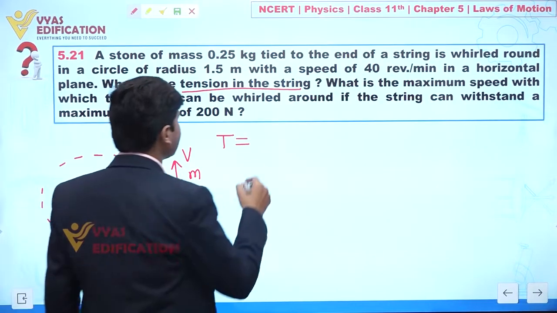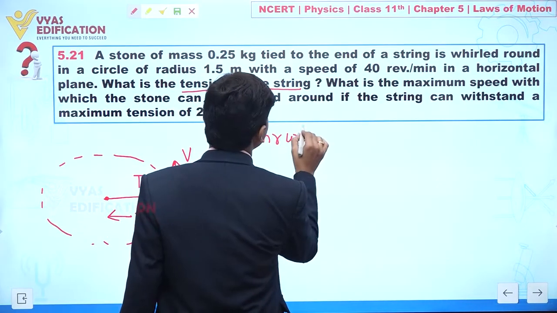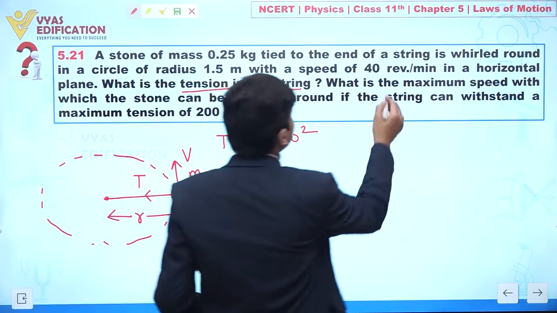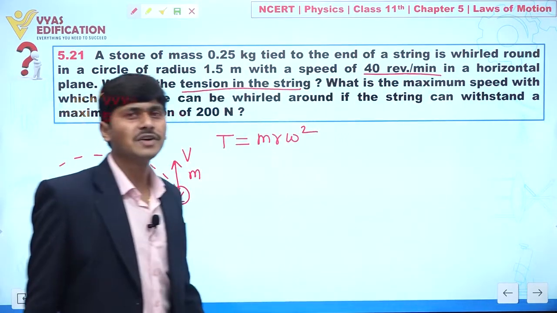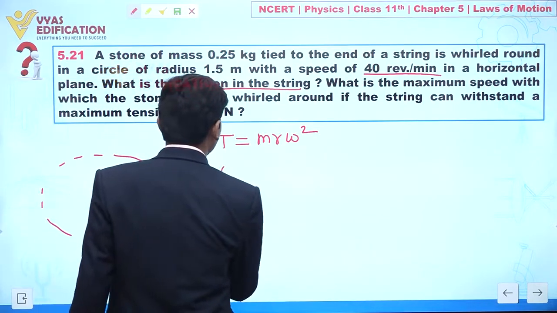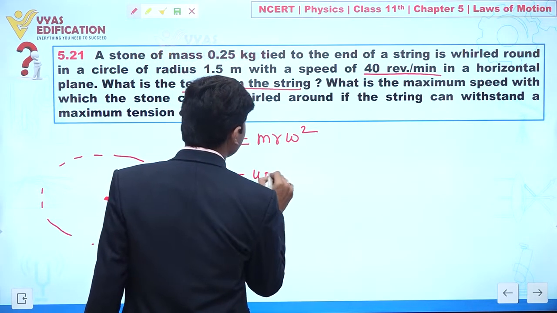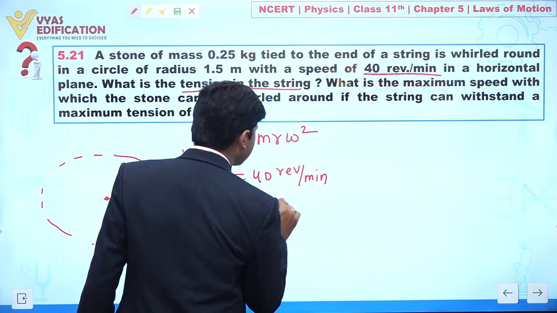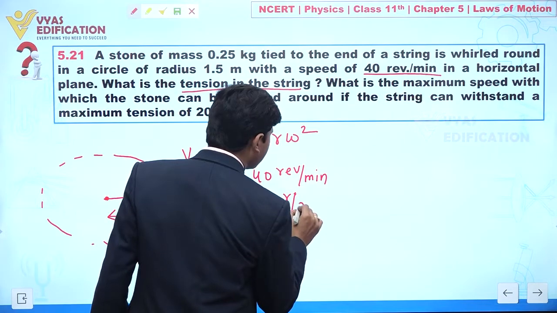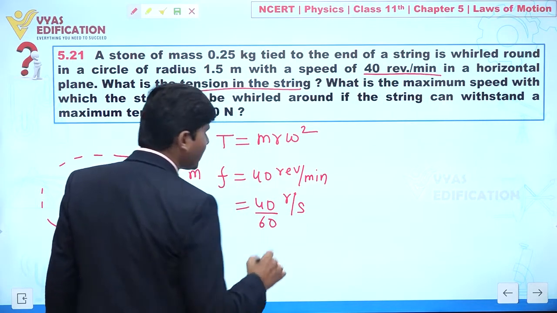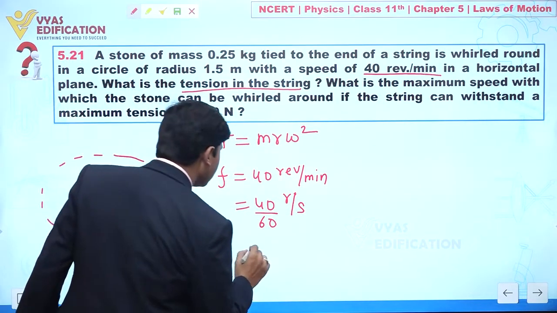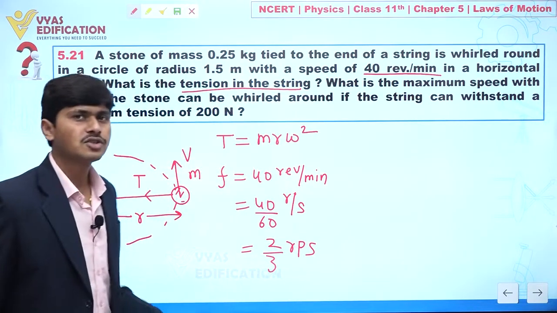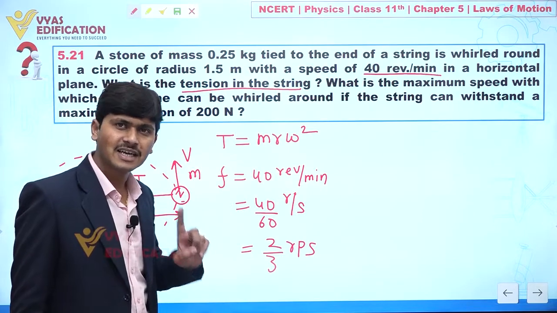So tension in a string is given by m r omega square, clear. But in this question a value of 40 revolution per minute is given to you. It means this is frequency. So I can say frequency is 40 revolution per minute. It means I can also write 40 revolution per second, and if I divide by 60, we get 2 by 3 revolution per second, clear. So this is the value of frequency, clear to everyone?